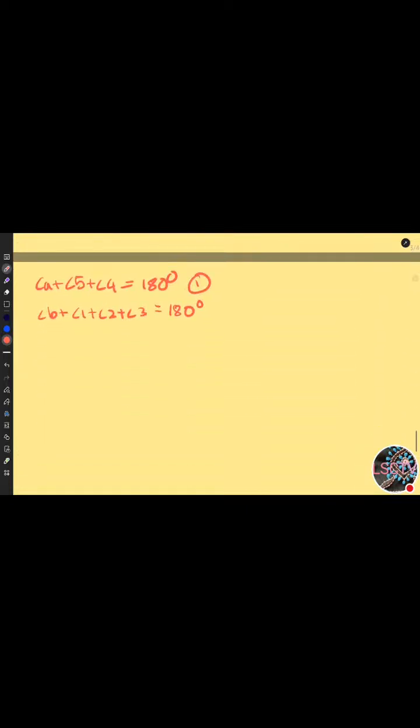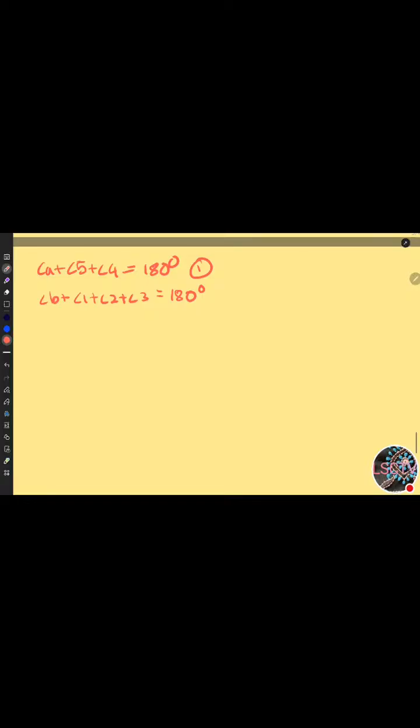Now, let's say you combine these both equations. Angle A plus angle 5 plus angle 4 plus angle B plus angle 1 plus angle 2 plus angle 3. Now, we know this is equals to 180 degrees plus this is equals to 180 degrees, which is equals to 360 degrees. Simple. Hence proof.